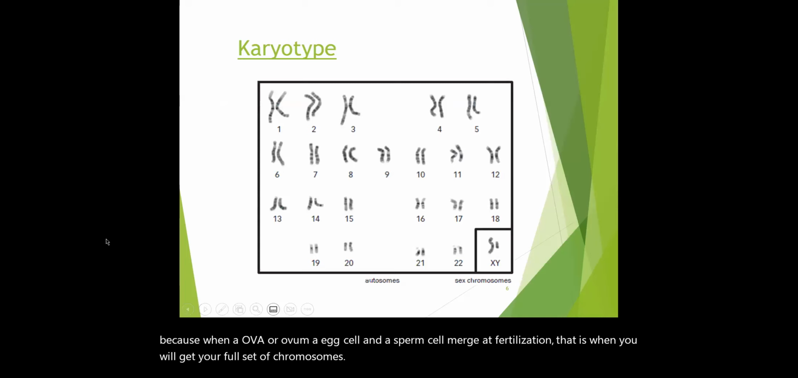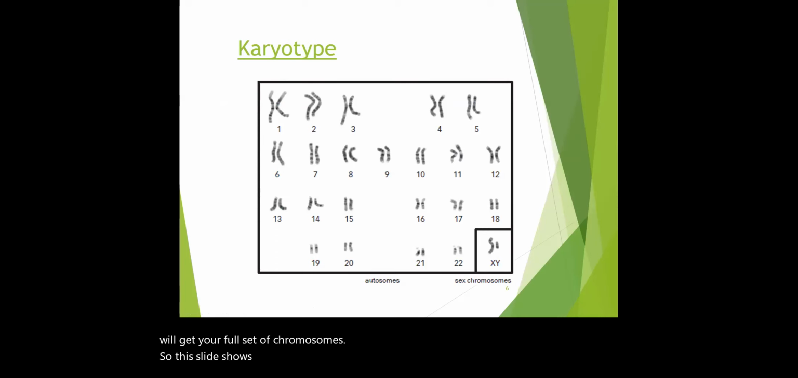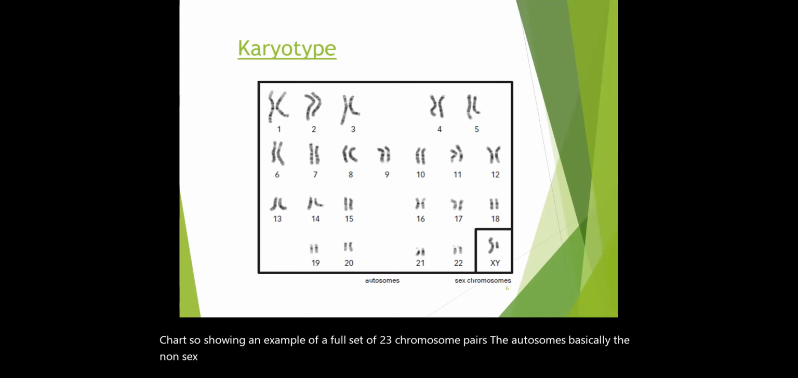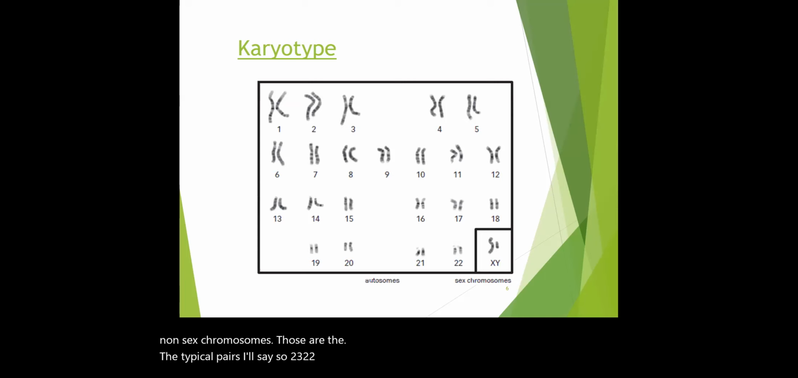So this slide shows a karyotype chart, showing an example of a full set of 23 chromosome pairs. The autosomes, basically the non-sex chromosomes, those are the typical pairs, I'll say. So 22 matching pairs.